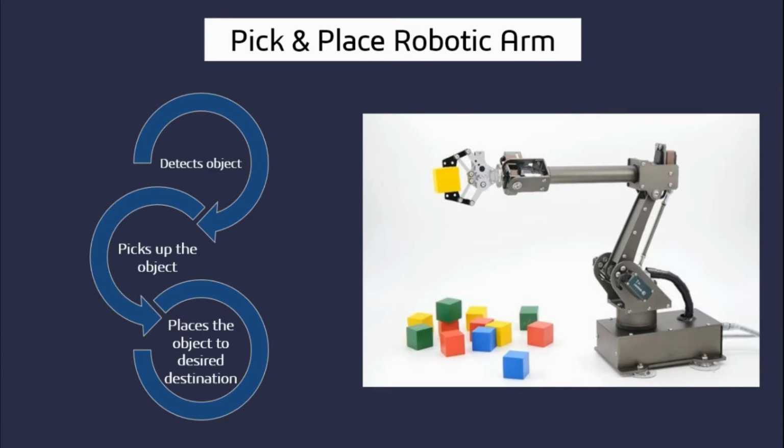So, how does a pick-and-place robotic arm function? It is simple because it only consists of 3 steps. First, it detects the object, then it picks up the object and places it at the desired destination.